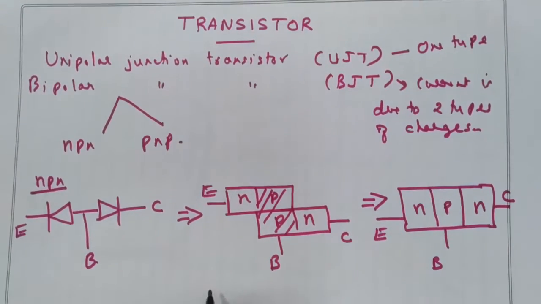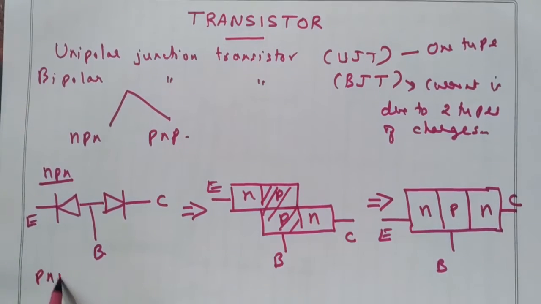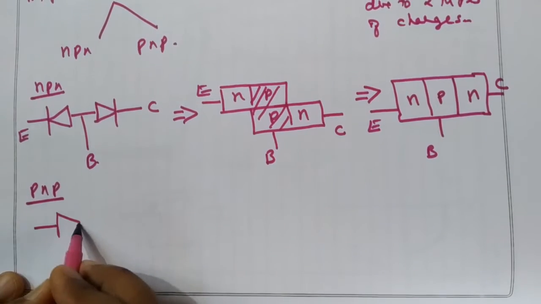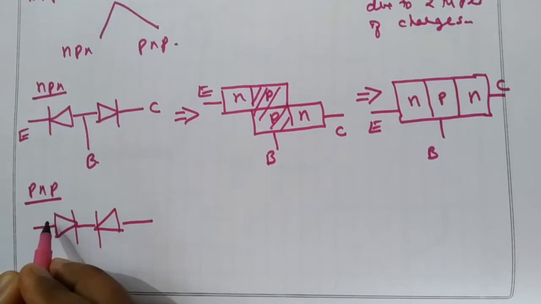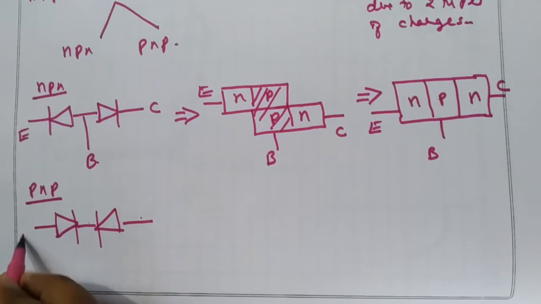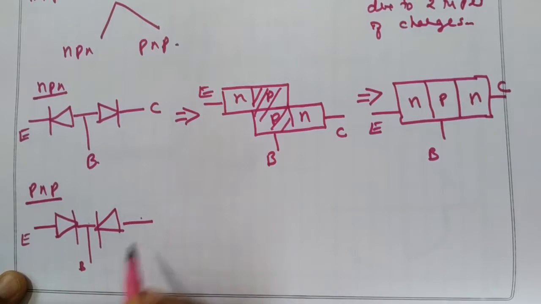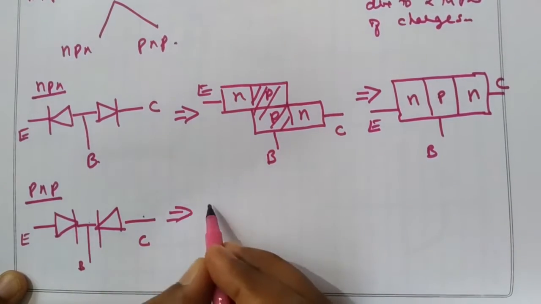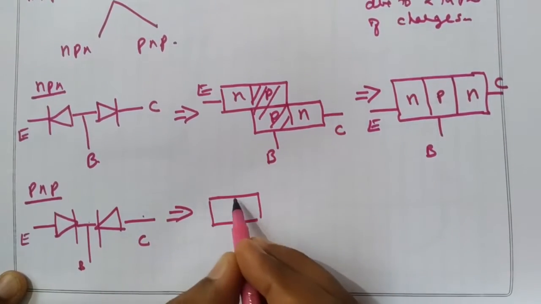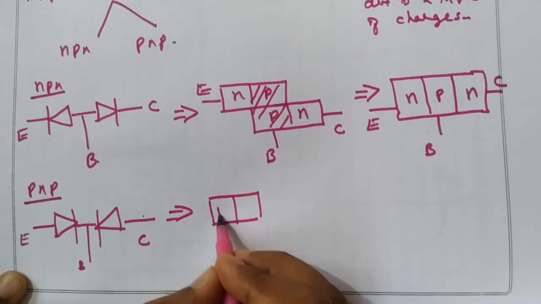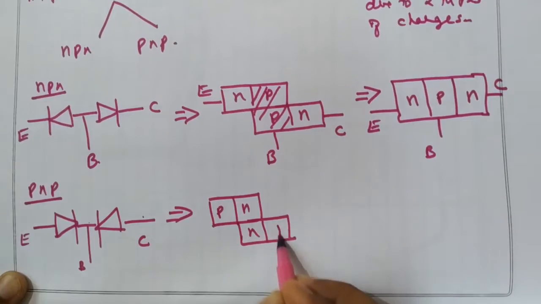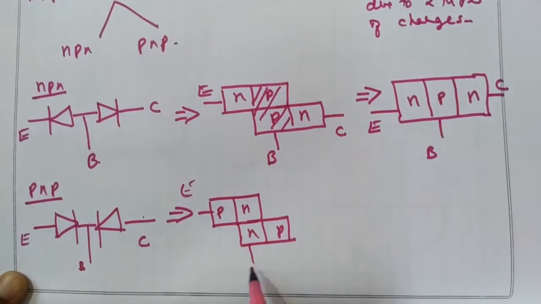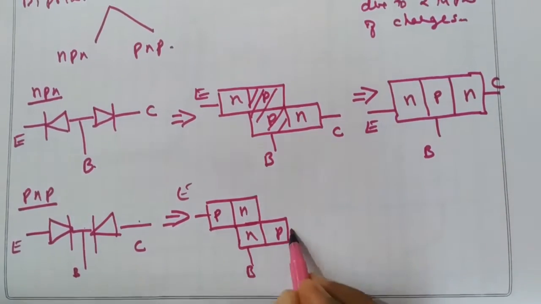Now similarly, a PNP transistor. This is one diode and this is another diode. This is the P region, N region and P region. This is the emitter, this is the base, and this is the collector. We can rewrite this as two diodes like this. This is P, N, and here N, P, emitter, base, and collector.